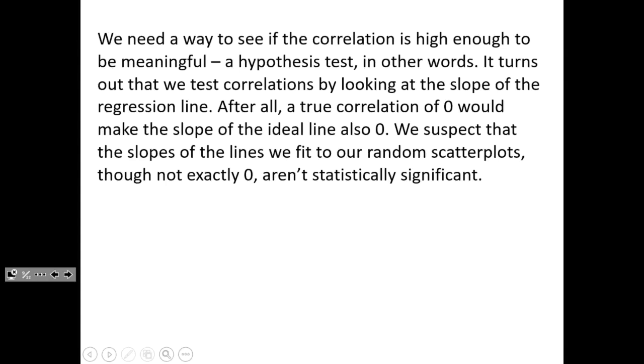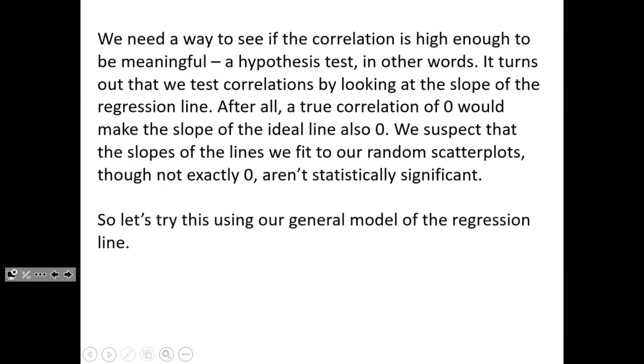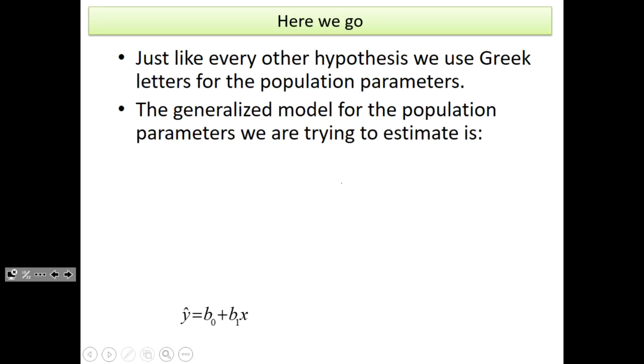Now what we're going to do is look at our test correlations and compare the slope of our regression line, because a true correlation of 0 would mean the slope of the ideal line is 0. If it's 0, there's no association. It's not statistically significant. So we're going to use our general model of the regression line in order to do that. We haven't talked about the general model before, so we're going to do that.